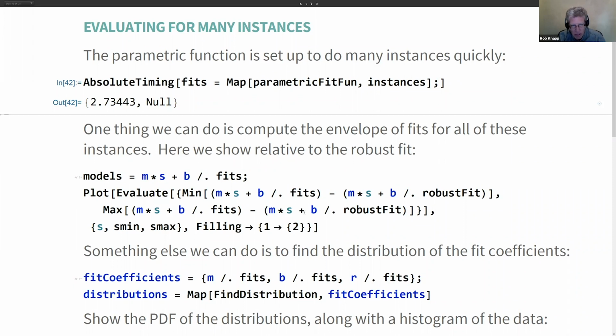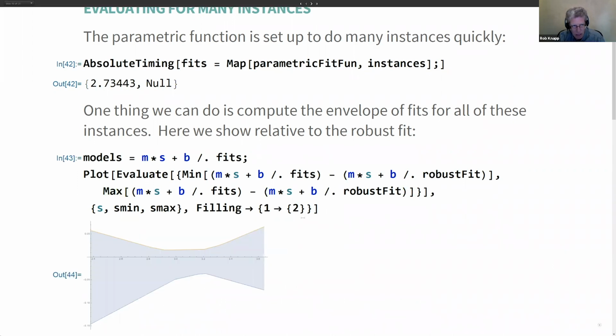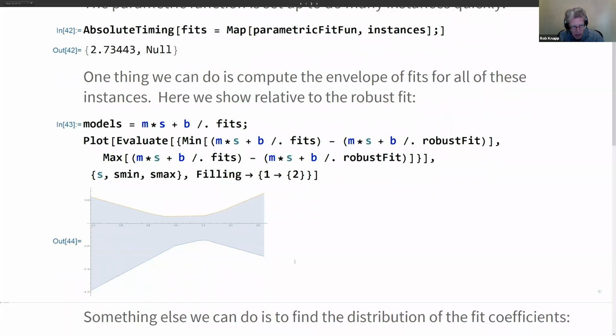Okay, so now let's go ahead and look at the envelope of the possible models. So these are all the possible models. This is very similar to before. We've again compared it to the robust optimization, so you can kind of see the envelope.